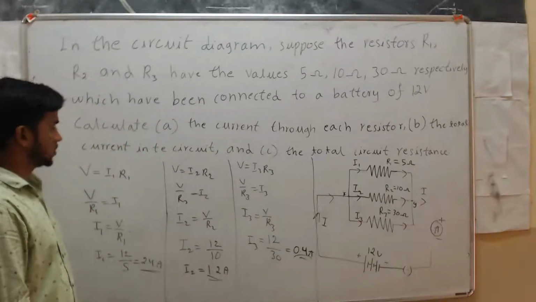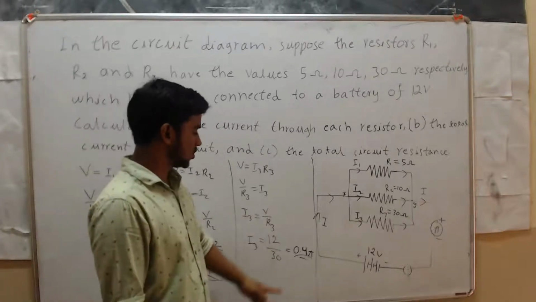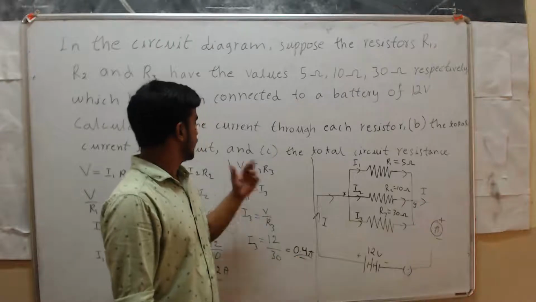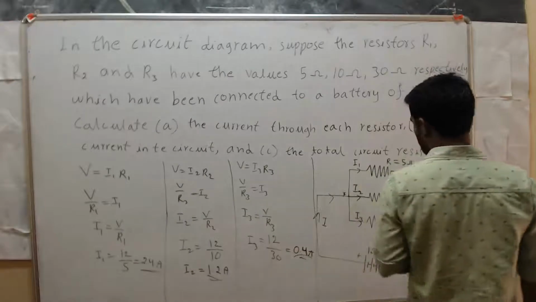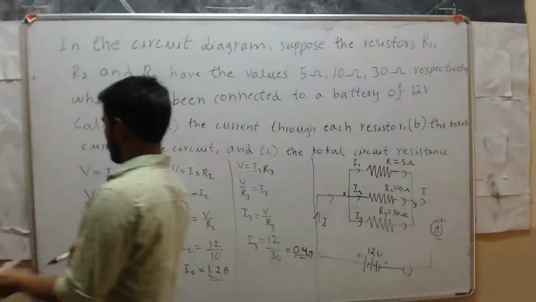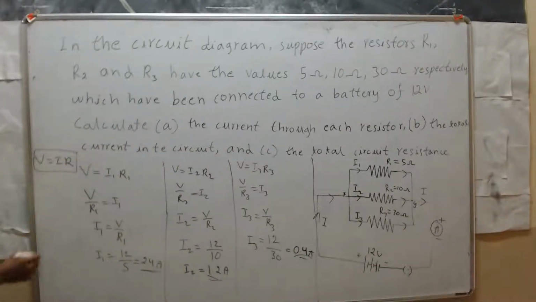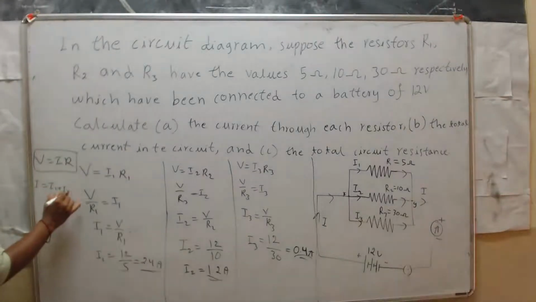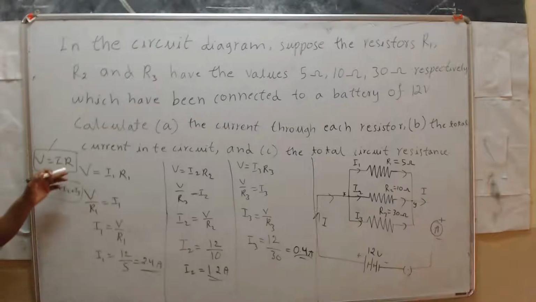So the first one is done: the current through each resistor is 2.4, 1.2, 0.4. Next question, find the total current in the circuit. You can calculate total current using the formula V is equal to I into R, or using the formula I is equal to I1 plus I2 plus I3.